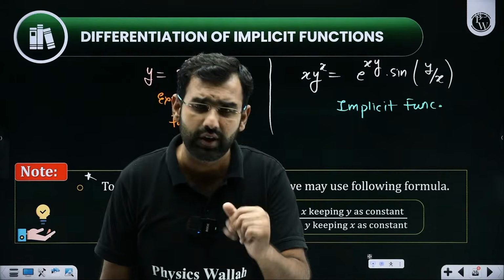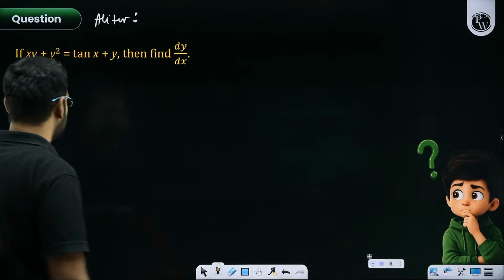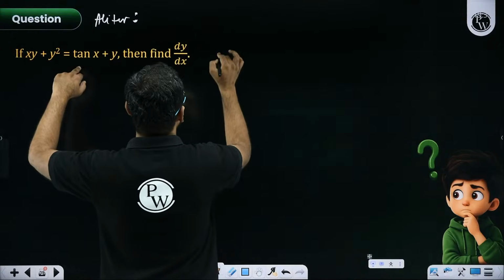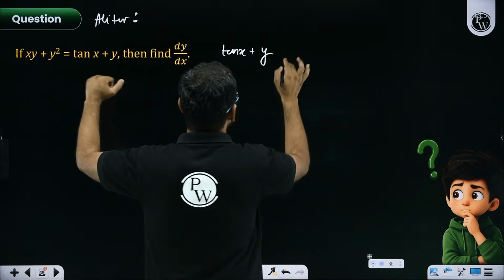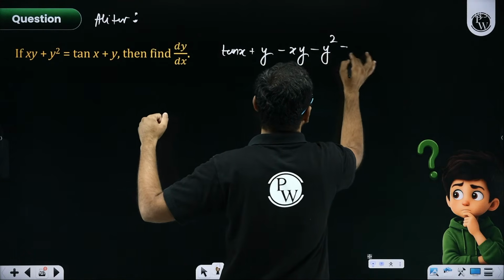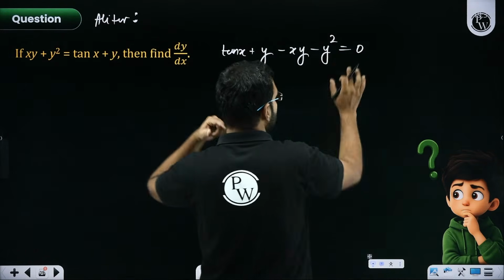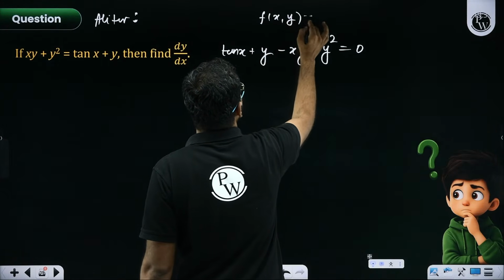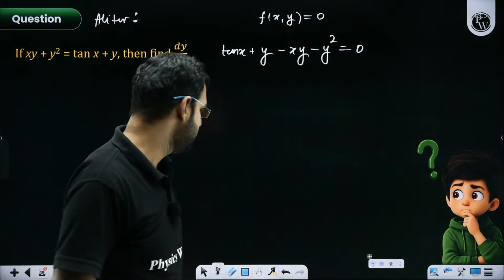Sir, whatever you said, we did not understand. Can you explain it again? Don't worry, I'm taking an example. First of all, let me take everything on one side. So it will be written as, let's say, 10x plus y minus xy minus y square is equal to 0. What did I do? 10x plus y minus xy minus y square is equal to 0. So this is your f in both x and y is equal to 0. Listening and understanding everyone, all the participants.